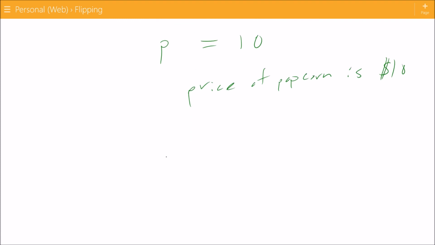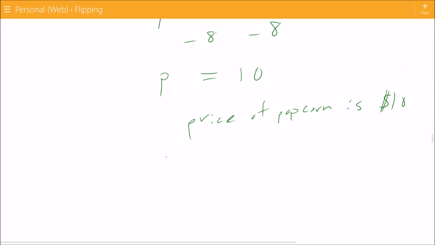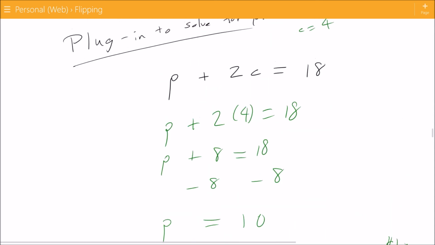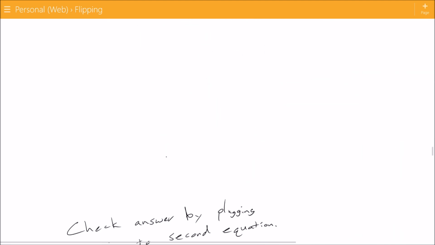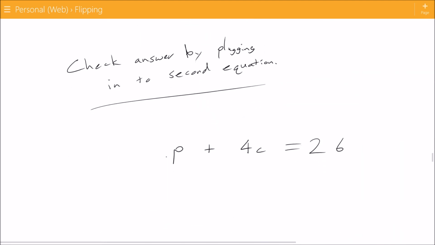So, using these processes, we've gotten the price of popcorn and the price of cola. It should work, and it certainly works in this equation with the 2 colas. But does it work in the other one? That's how we can check and make sure that it works.